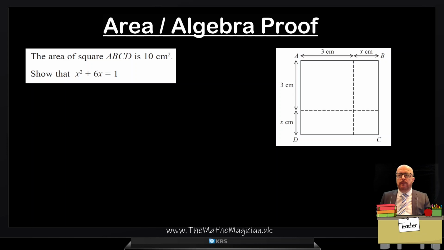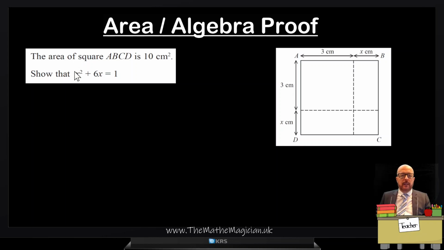Okay, here's the question. The area of the square ABCD is 10 centimetres squared. Show that x squared plus 6x equals 1, and then there's a diagram. So, where do you start? Well, most people started in the wrong place.